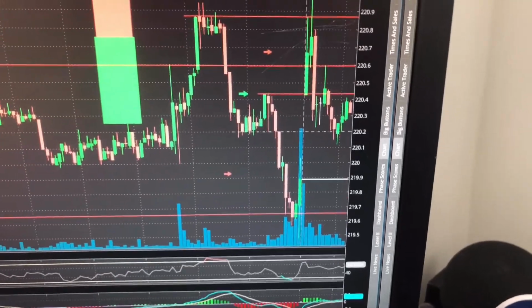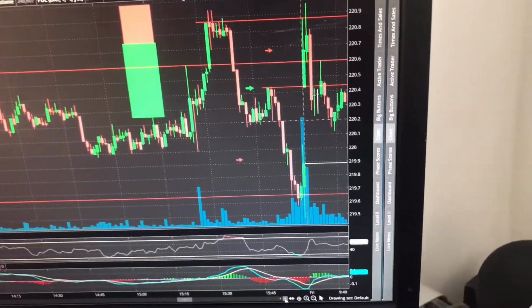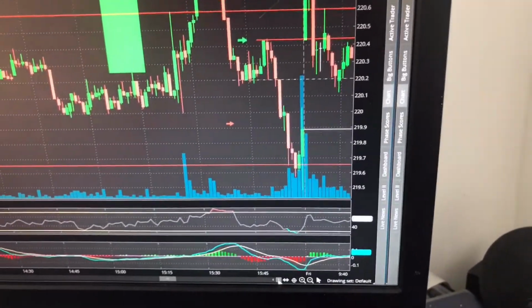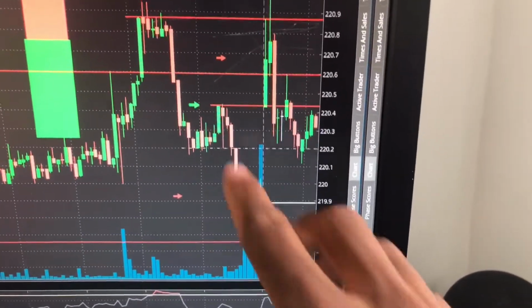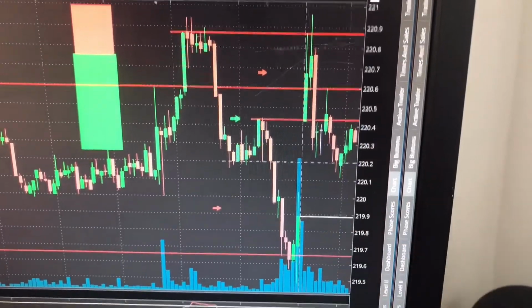So by eliminating fear and emotions, you just have to play along with the support and resistance areas, so you can know what direction it will go next. If it bounced here, or if it gets rejected there. I see that it bounced right here, so I know it's going to go back up and test that 220.40 area. So let's see.